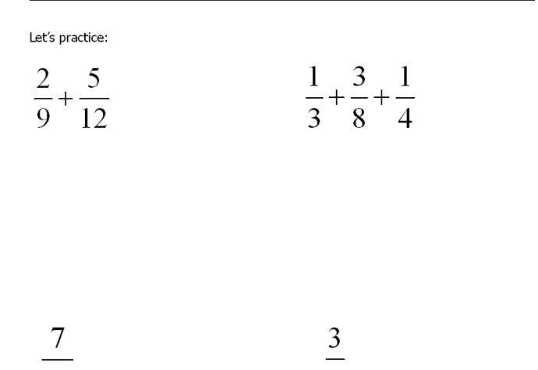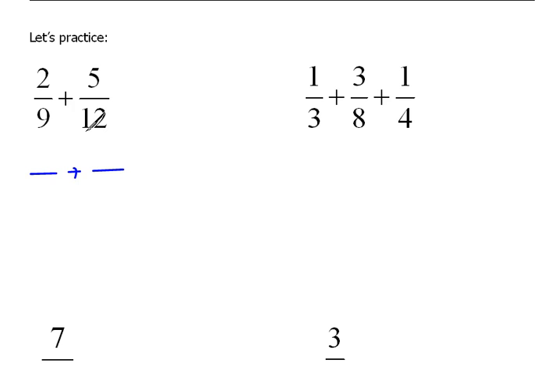Here we have 2/9 plus 5/12. We are adding fractions, which means we must have a common denominator. Right now we do not. So we need to change both of those fractions into something with the same denominator.